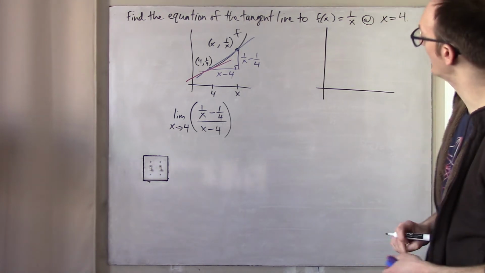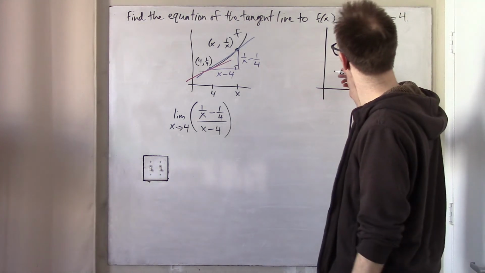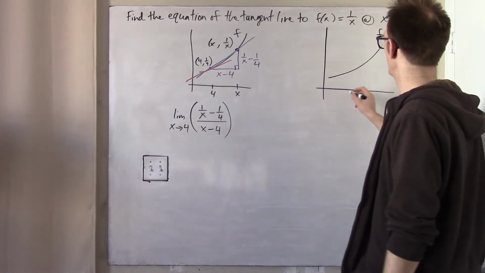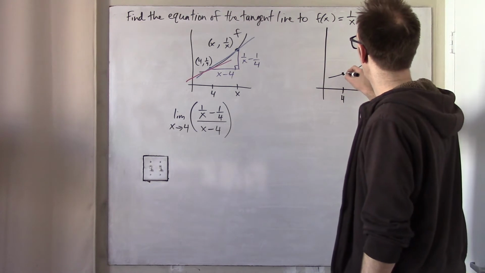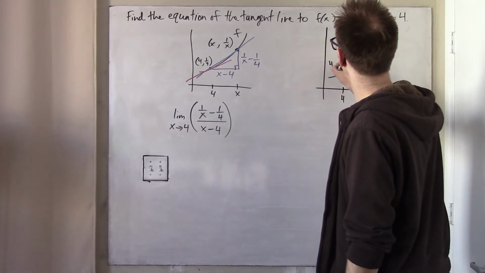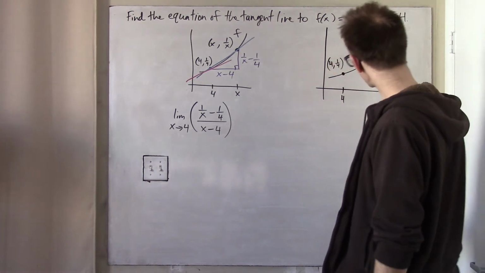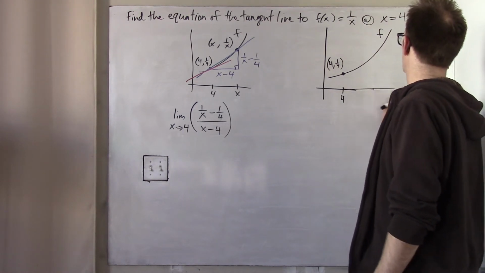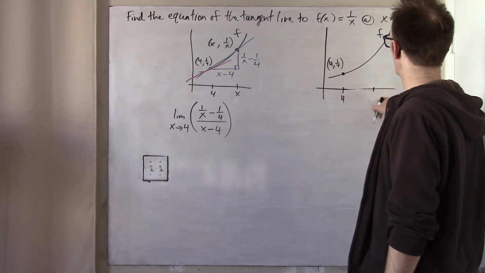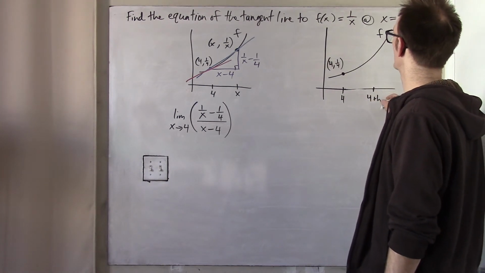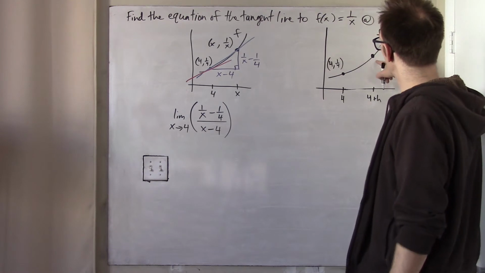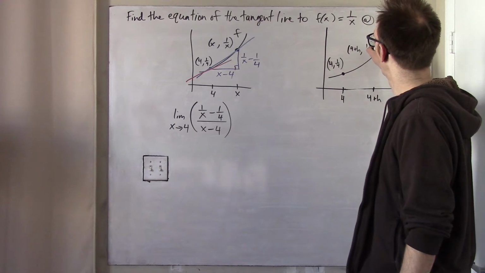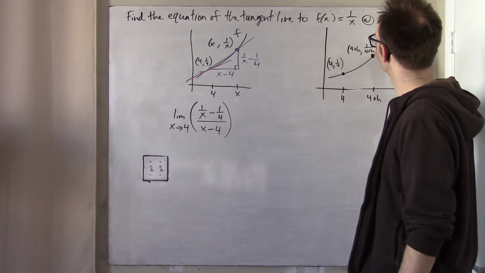Before I actually do that limit, let's just do the other situation. The logic is still the same, but the algebra is kind of different. Now I have my point 4, and this is 4 comma 1/4. But now my second point, a little bit crooked, I now call 4 plus h. So this becomes 4 plus h comma 1 over 4 plus h.